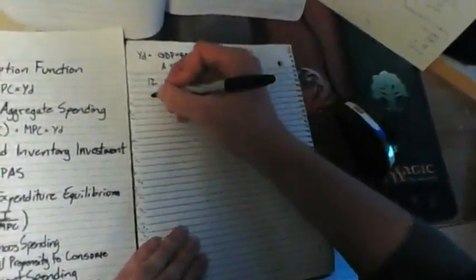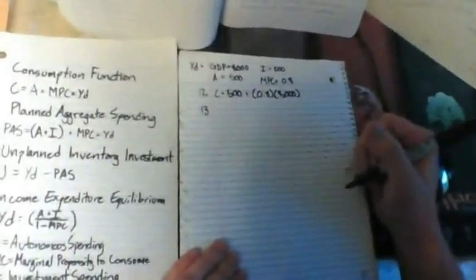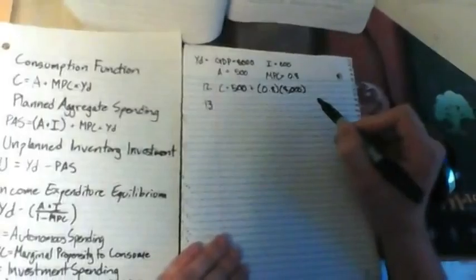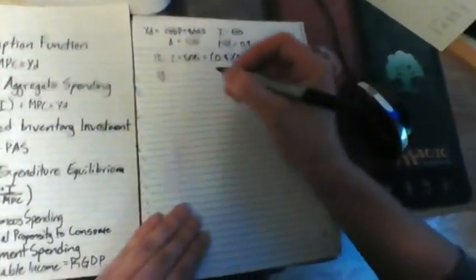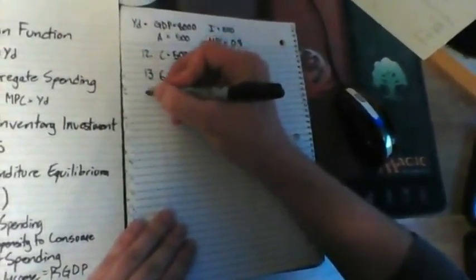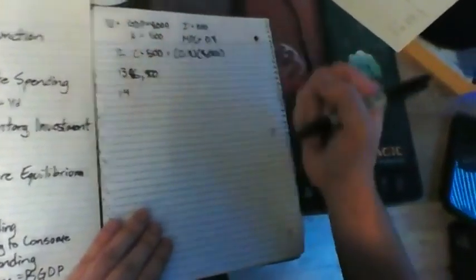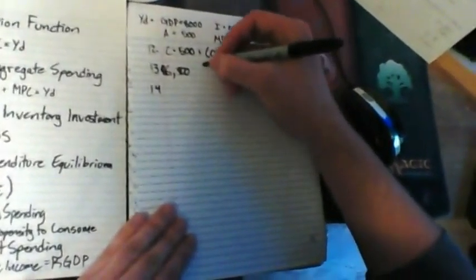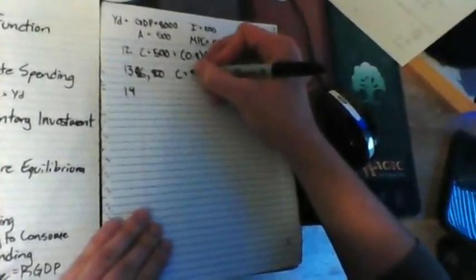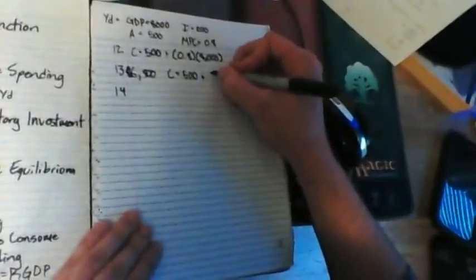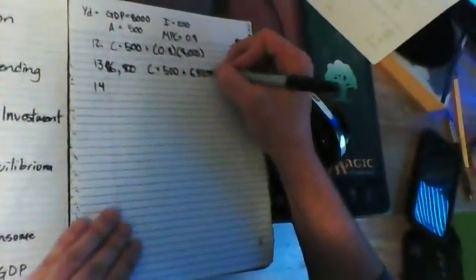So then number 13 asks, how much is consumption? Well, 0.8 times 8,000 gives us 6,400. Plus that 500, our answer is going to be $6,900. I'll just write out how I got there again really quick. So C is equal to 500 plus this multiplied, which gives us 6,400, total 6,900.